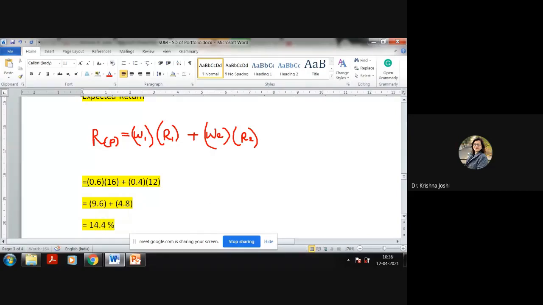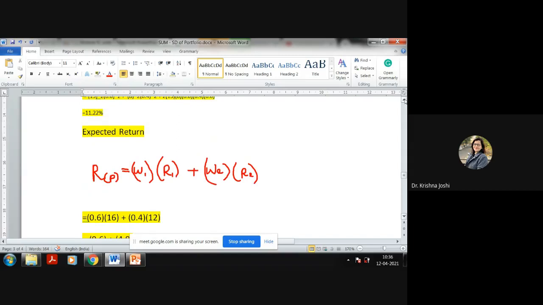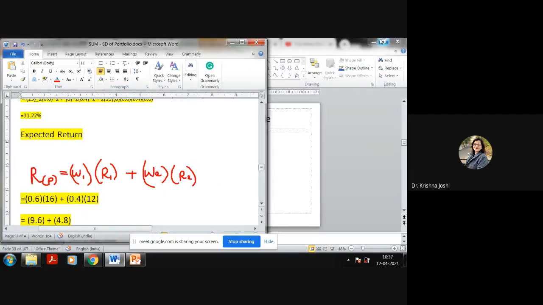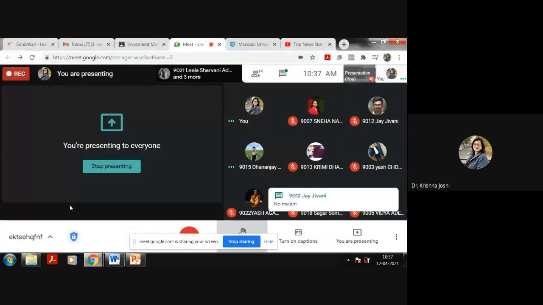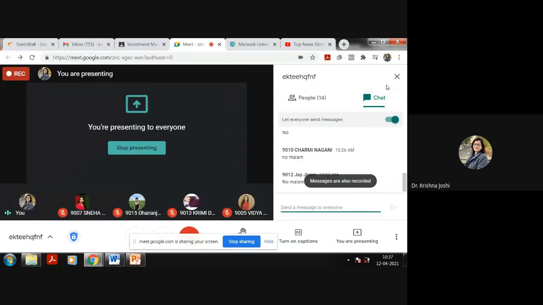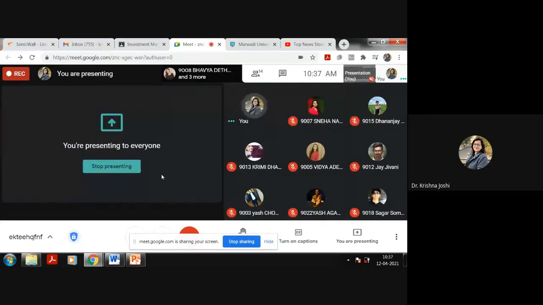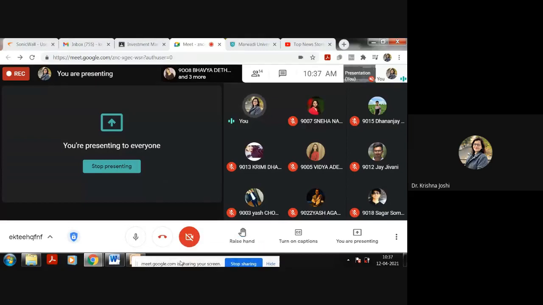14.4%. So how much risk will we have to take to earn a 14.4% return? 11.22. Now, is anybody having any doubt in this? Okay, now all of you will show me this sum. I'm giving you 2 minutes still to complete it. I will be asking anybody to switch on their camera and put it in front of the question which you have written. All of you ready?